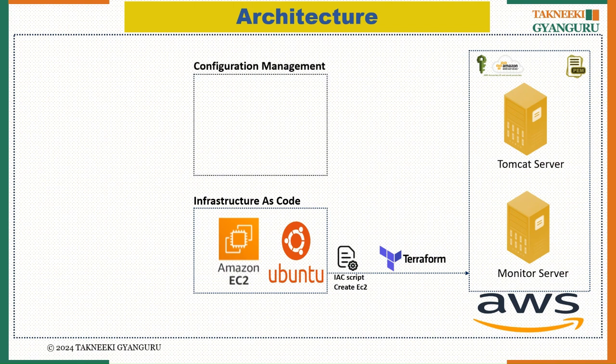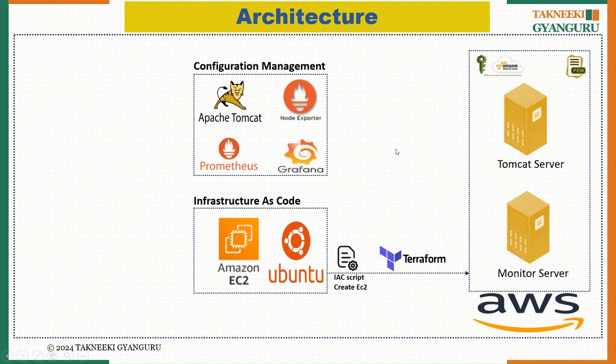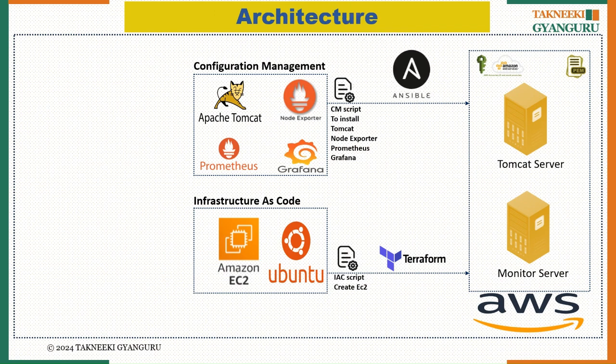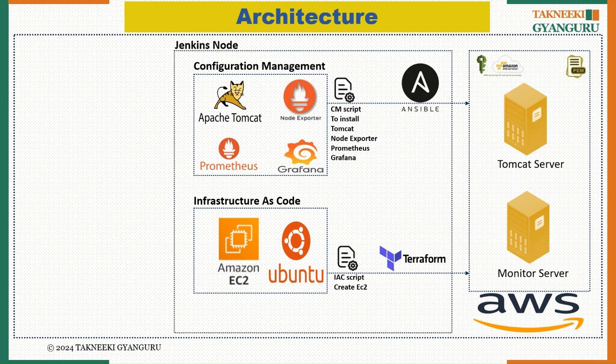go for the configuration management, where we configure what we need. We will install Tomcat and install a node exporter. Apache Tomcat and node exporter will be installed on the Tomcat server, and Prometheus and Grafana will be installed on the monitoring server. These are the configuration management scripts that will install Tomcat, Node Exporter, Prometheus, and Grafana using Ansible and dynamic inventory. And this whole section, right?